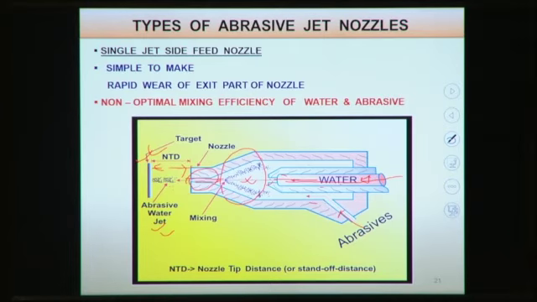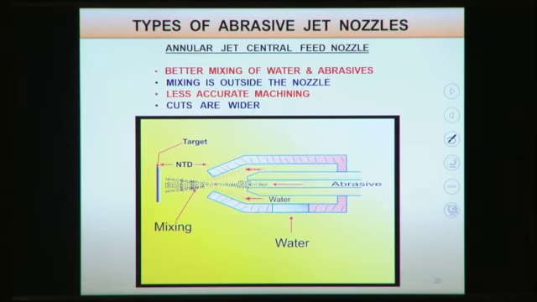By this method, in the single jet side feed nozzle, the wearing action is very high. It is simple to make, but there is rapid wear of the exit part of this nozzle, and non-optimal mixing efficiency of water and abrasive. So here the mixing efficiency is not good for this kind of single jet side feed nozzle. After that, there is another model called the annular jet, or central feed nozzle. Here it is opposite: earlier the abrasive particles were side fed, here the abrasive particles are centrally fed.